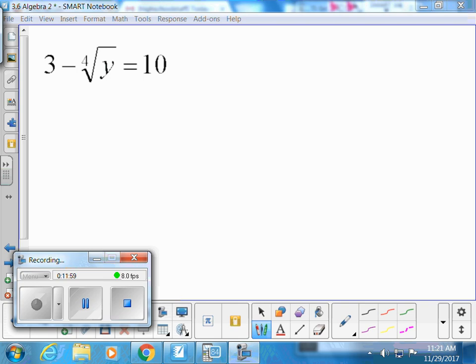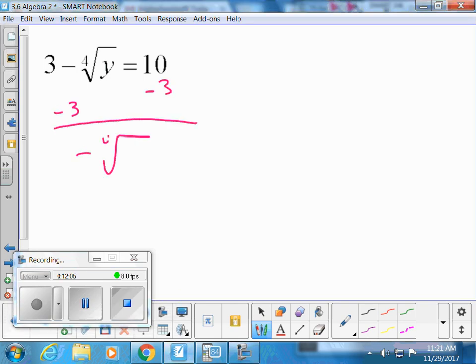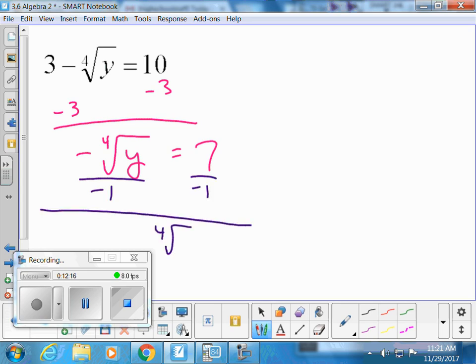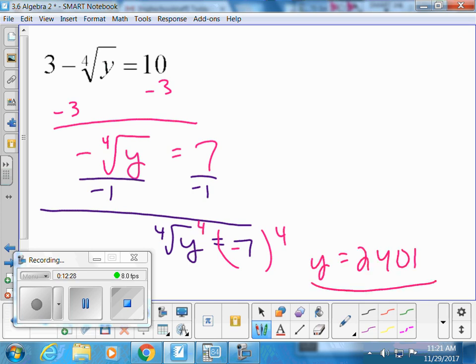All right, you back and ready to check? Our first step needs to be to subtract that 3 over to the other side, giving us a 7. And then our final step needs to be dividing both sides by the -1. I almost messed up. And then we're finishing off by raising both sides to the 4th power. That's a -7 there. So y equals 2401. And hopefully you checked that answer.